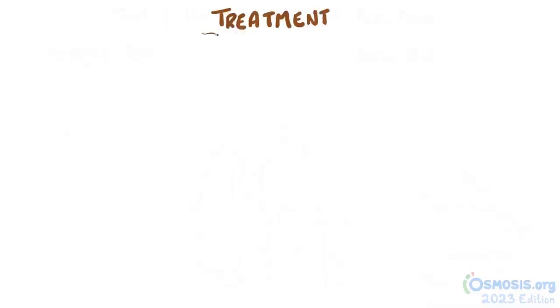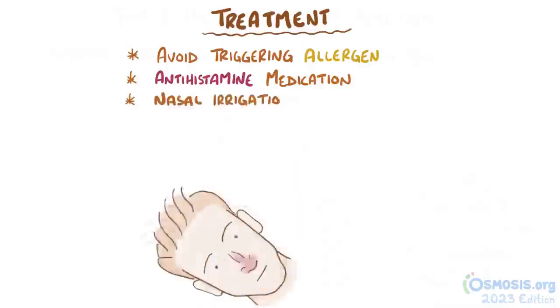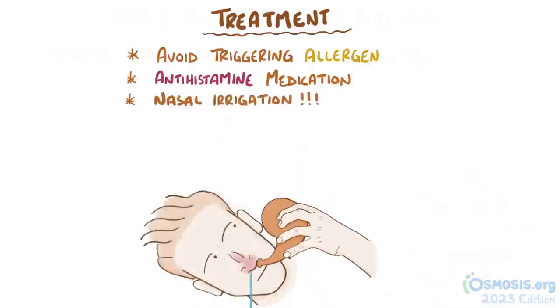Typically, the best thing for allergic rhinitis is to simply avoid the triggering allergen if possible. If there are symptoms, antihistamine medications can be used to suppress the effect of mast cell degranulation. Nasal irrigation can flush out the sinuses, which reduces the congestive symptoms of allergic rhinitis.